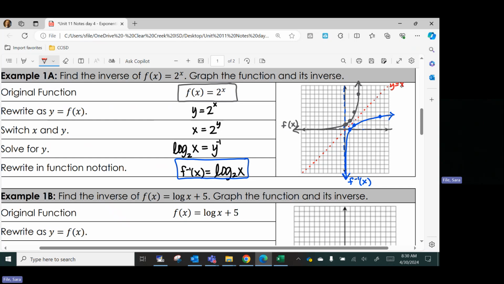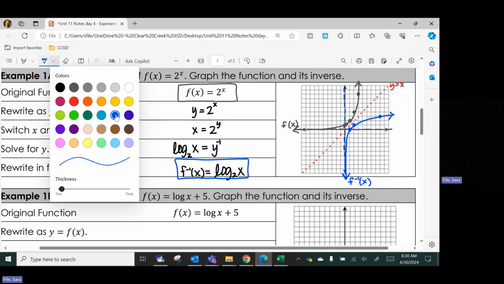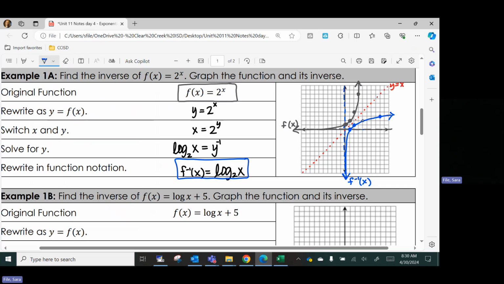That's the line y equals x. That's what this is a reflection across. So if I folded it over that line, every point there would match up. The asymptotes would match up, right?